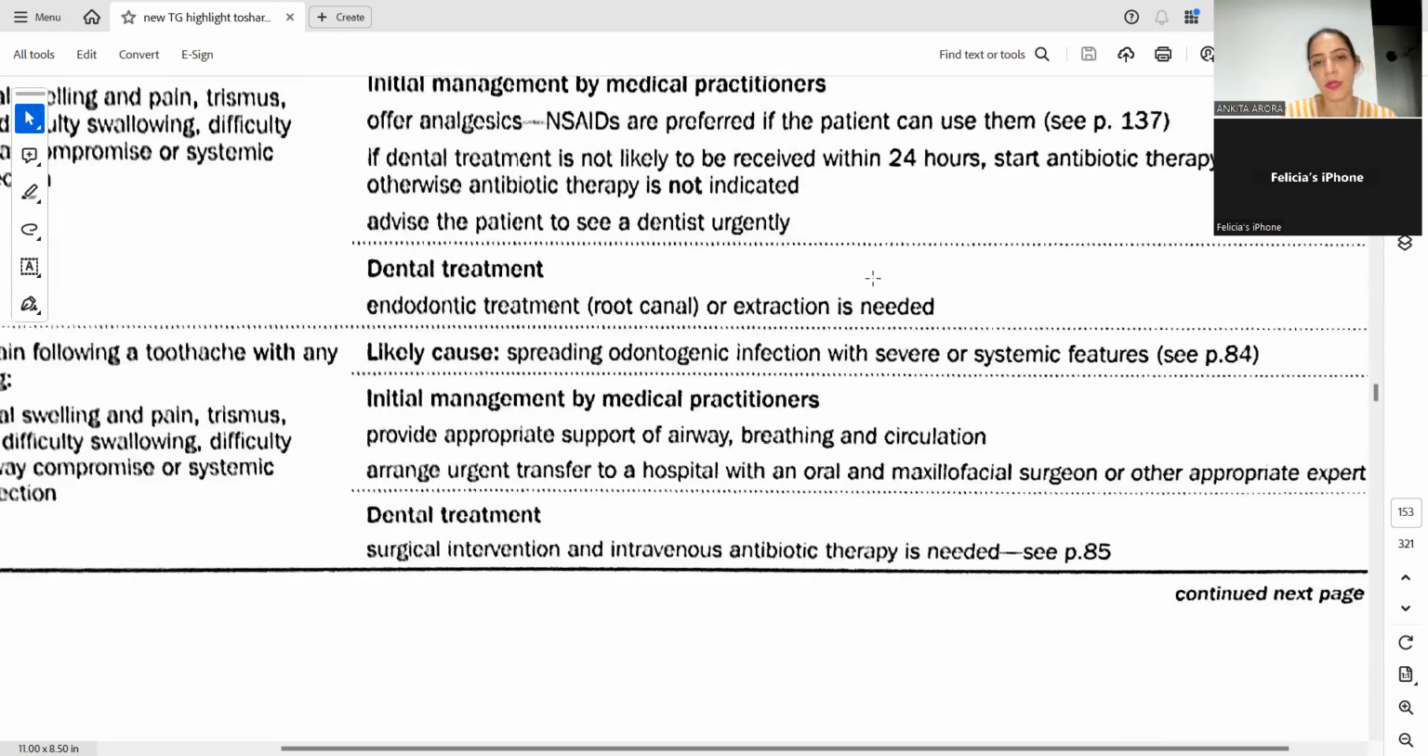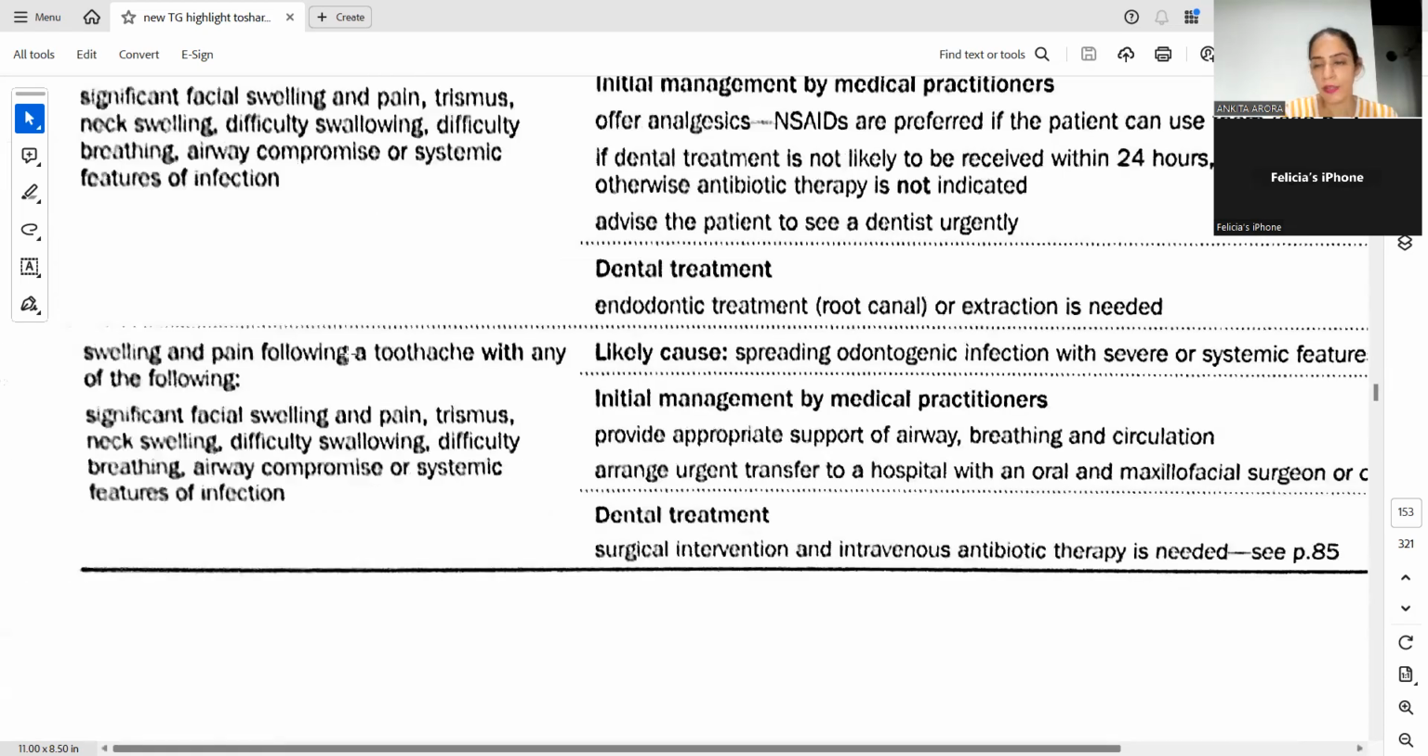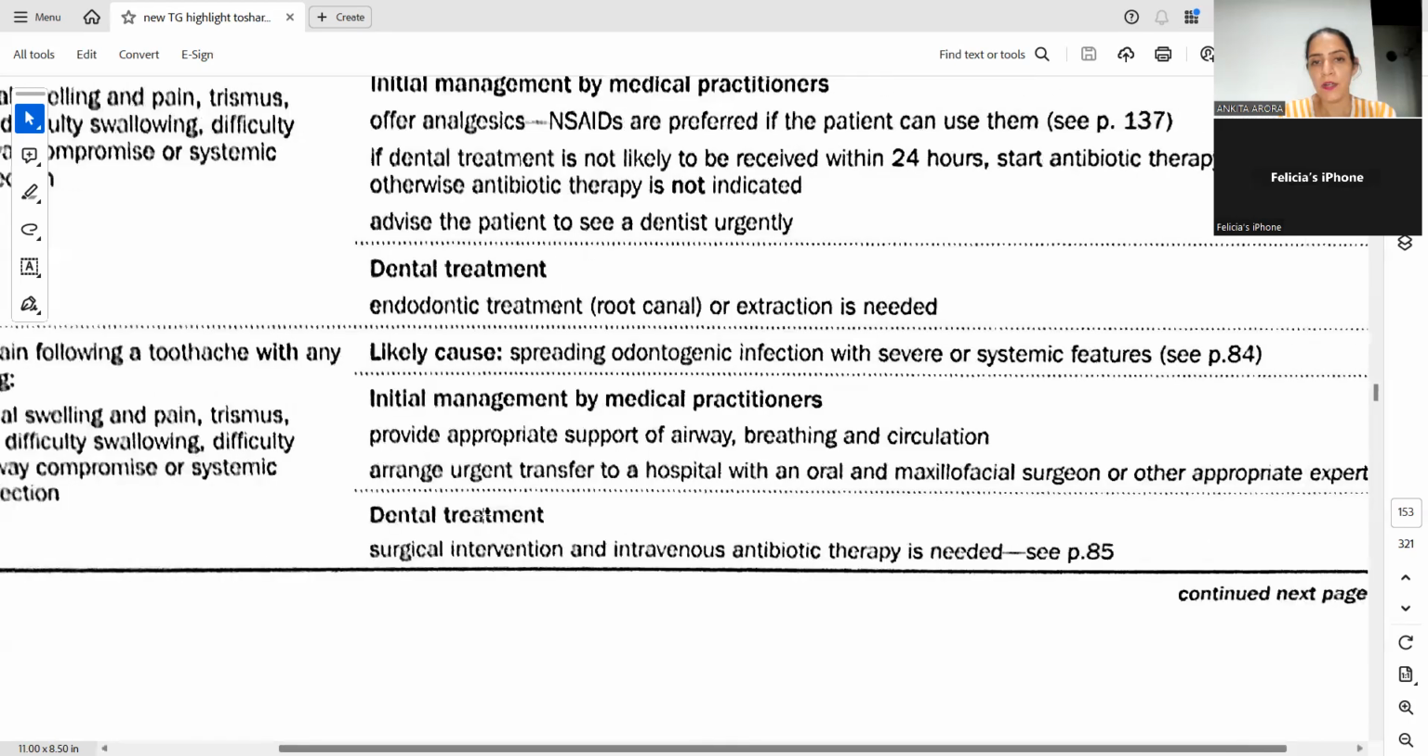And last, we have spreading odontogenic infection with severe or systemic features. Swelling and pain of a toothache with any of the following. So all the features which we discussed were not present before, now all are present. Here, medical practitioners will provide appropriate support of airway, breathing, circulation, and arrange urgent transfer to hospital. Here they are not sending to a dentist, but to an oral and maxillofacial surgeon or other expert. And dental treatment would be surgical intervention with IV antibiotic therapy.